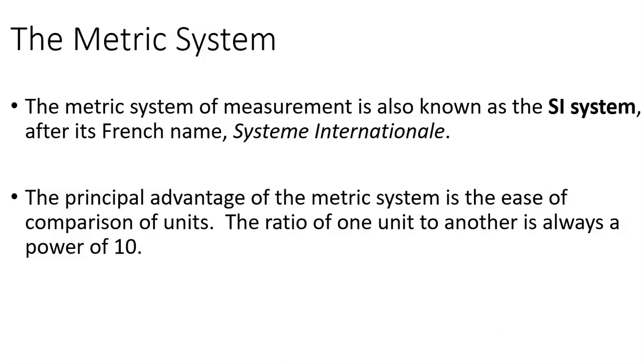So the advantage of using the metric system, that's why it was developed, is because the ratio of one unit to another is always a power of 10. So you don't have to say, well, there's 12 inches in a foot, but wait a minute, there's 36 inches in a yard, but there's 3 feet in a yard. They always go up by powers of 10. Of course, then you got to remember what the conversions are between them.